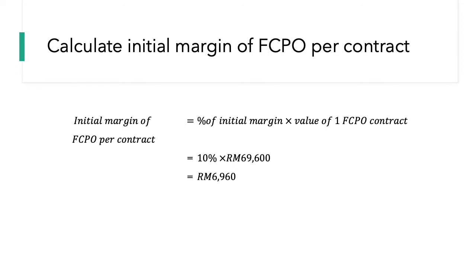Then you can calculate initial margin of FCPO contract. The percentage of initial margin given in the question is 10% of contract value. So initial margin of FCPO per contract, the formula is percentage of initial margin times value of one FCPO contract, because the percentage given is a percentage of value of one FCPO contract. So 10% times 69,600, you get 6,960 ringgit.